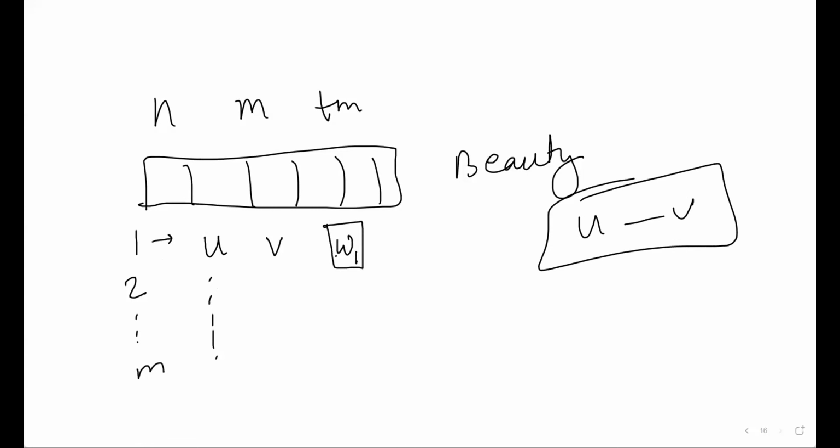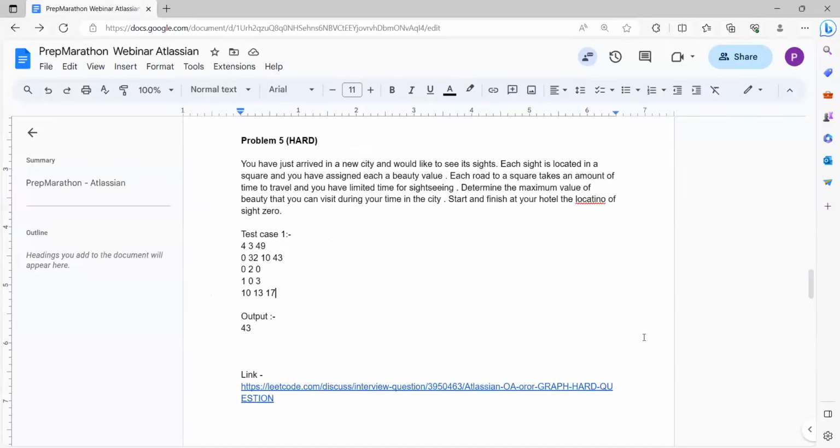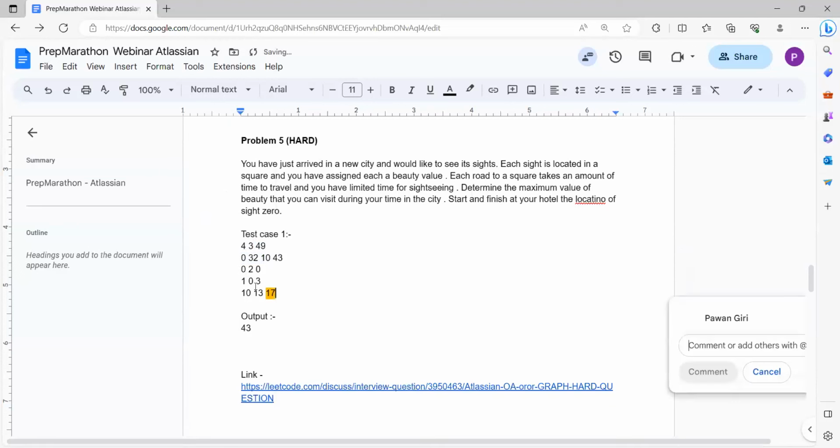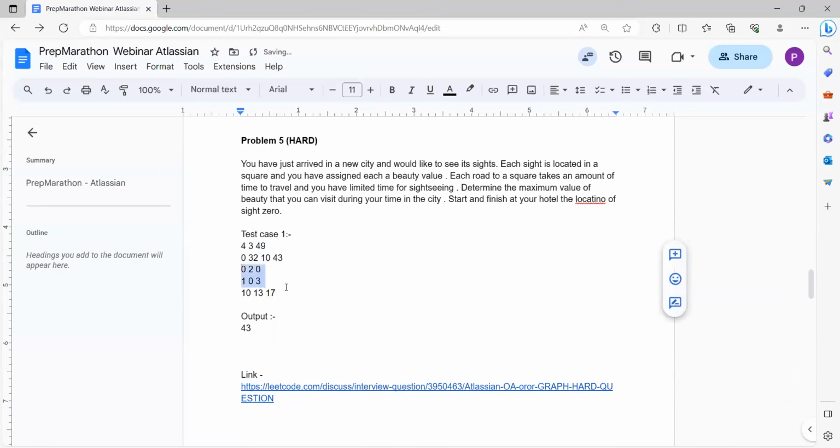Now look at the exact input. Here you can see that first, four is mentioned. It means there are four square boxes. Next is three. Three is nothing but the number of roads. What is 49? 49 is the time limit that you have. Next, this is an array of n values or n boxes, which is beauty points. And then you have three lines of details related to roads. So the first value is the starting city, next is the ending city, and after that is the time.